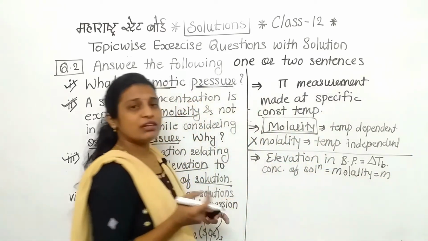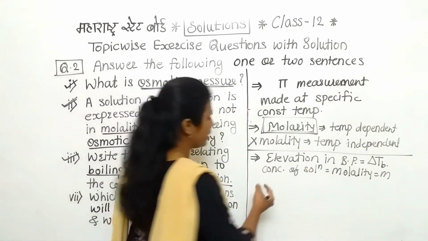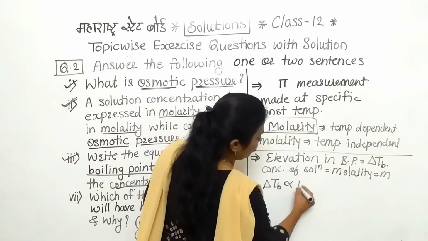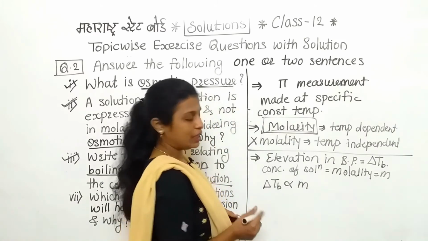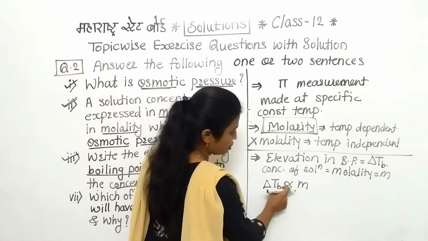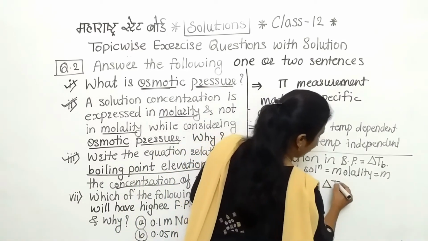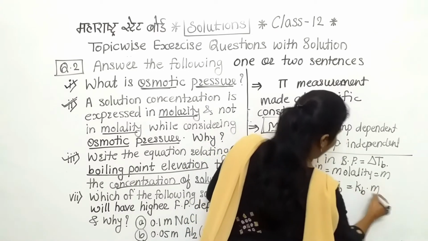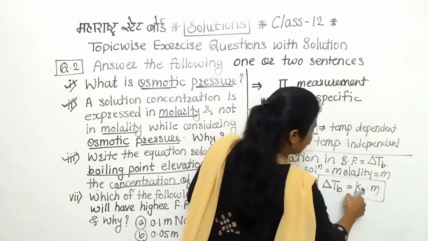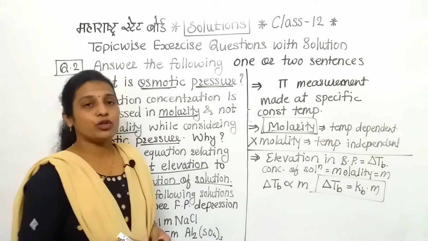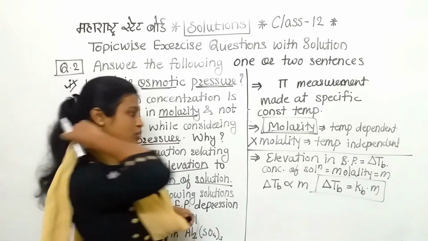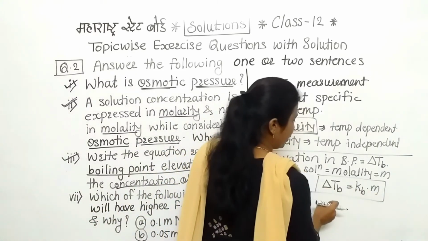So if we consider the relation between them, we can say that elevation in boiling point, that is delta TB, is directly proportional to the molality. If we remove the proportionality, then we have to write the equation delta TB is equal to Kb into m. Here Kb is called the ebullioscopic constant, which depends on the solvent nature. So here we have completed this equation.